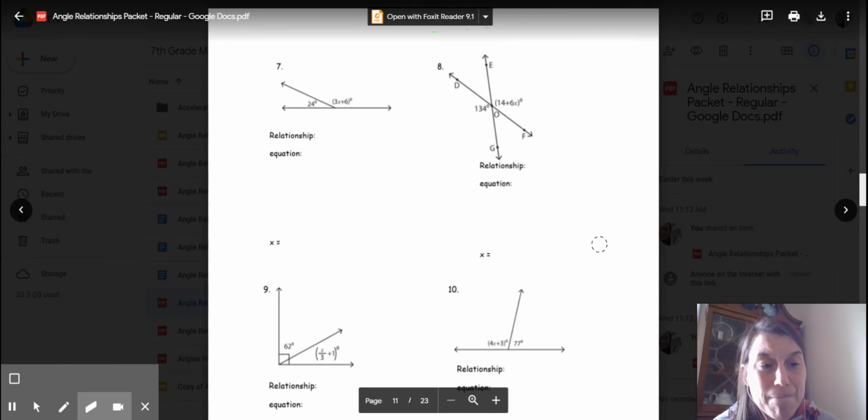So that's the basic idea: you identify the relationship, then write the equation, then solve the equation, and then find the angle measurement. It's just a matter of how difficult it's going to get.